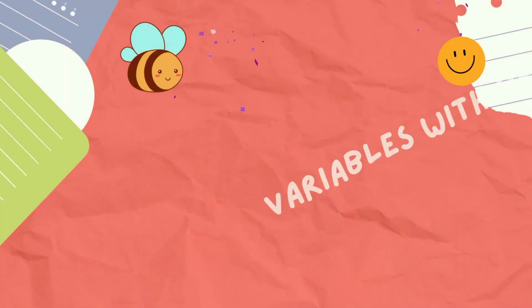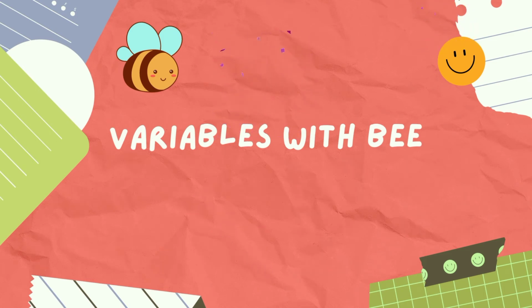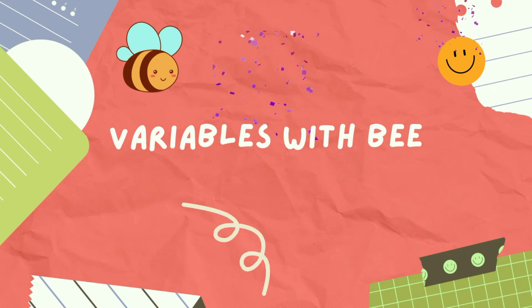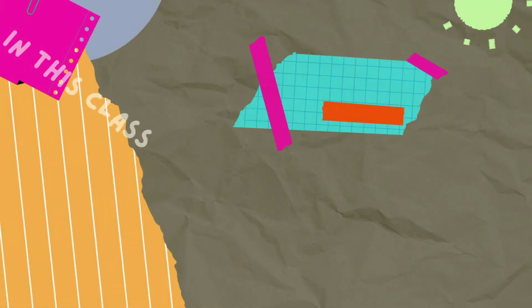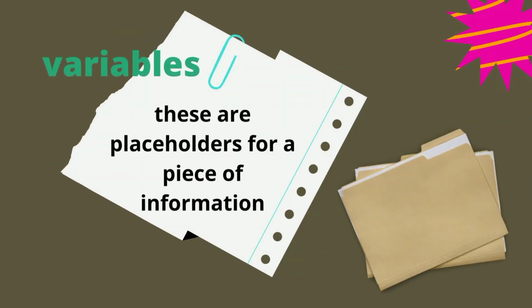In this class today, we will be looking at variables with the B. In our previous lessons, we have been looking at variables. So in this class, we will look at how we can program variables with the B. We'll be looking at the meaning of variables, the counter variable block, and also the change counter variable block. These blocks will help us in programming the B.